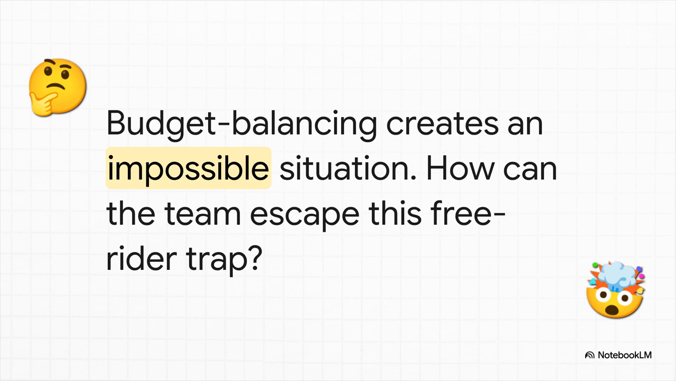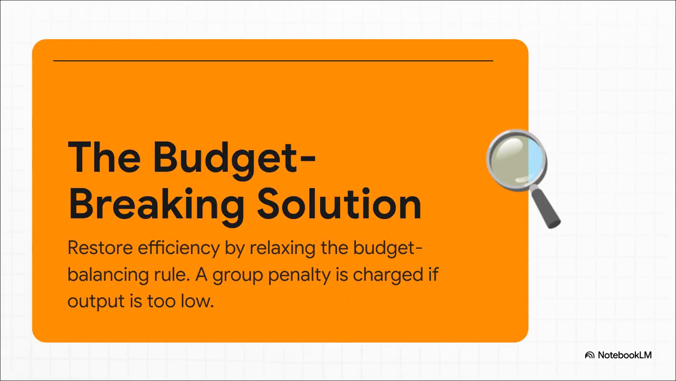And this is what's so cool about the paper. It leaves you at this logical dead end and forces you to ask the next question. Well, if the rule about balancing the budget is the problem, what if we just break the rule? And that brings us to Holmstrom's first huge insight, his Theorem 2. And here is the genius move. You create a system that can punish the entire group if they fail.